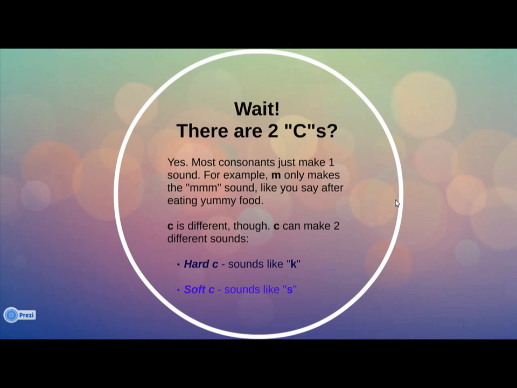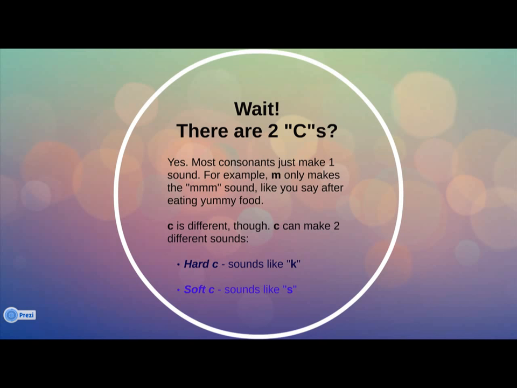You might not realize that C makes two different sounds and that we can really call them two different C's, but it's true. Most consonants, unlike the letter C, only make one sound. For example, the letter M makes the sound M. The letter N makes the sound N. The letter J makes the sound J. And with all of those letters, you always know what sound they make. But with the letter C, it's different. There are two different sounds that C can make.